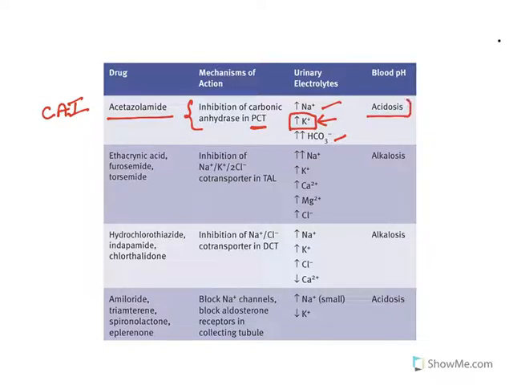Now it causes acidosis. Understand this one. Bicarbonate is a conjugate base. When the body is losing an excess amount of base, inside the body acid levels increase because the balancing base is going out. Hence it causes acidosis. Metabolic acidosis, or blood pH decreases.